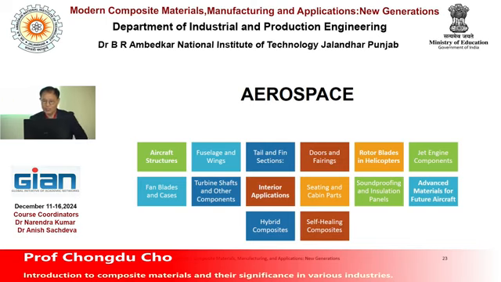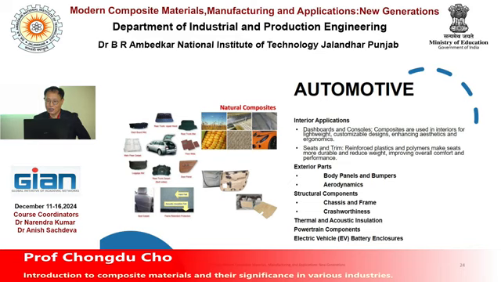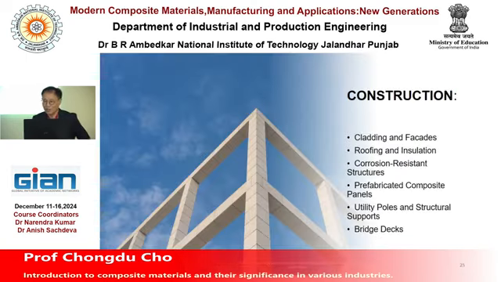The automotive part is the interior application, dashboard, console, seat and trim, and exterior parts, body panel, bumper, for aerodynamics purposes. And the structural components, chassis frame, for crashworthiness purposes. And the thermal and acoustic insulation, powertrain components, EV battery included so far. And the construction parts, cladding, facades, roofing, insulation, corrosion resistant structure, prefabricated composite panel, utility pole and structural support, bridge deck.